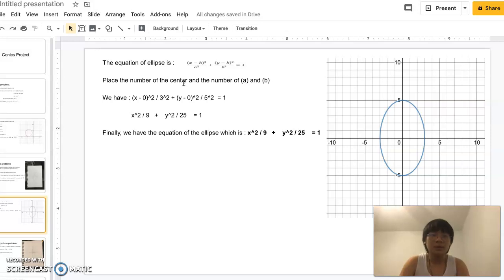Finally, we have the equation of the ellipse, which is x squared over 9 plus y squared over 25 equals 1. Here I have the graph of the ellipse too. We can see that the ellipse starts from the 0 point, and it has an x-axis which is 5 and a b-axis which is 3.